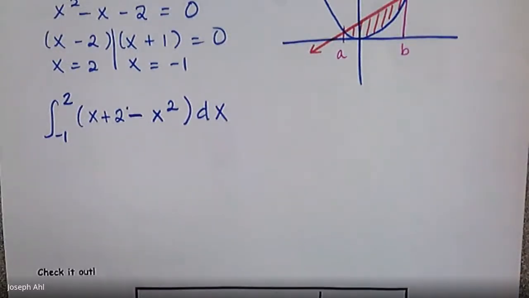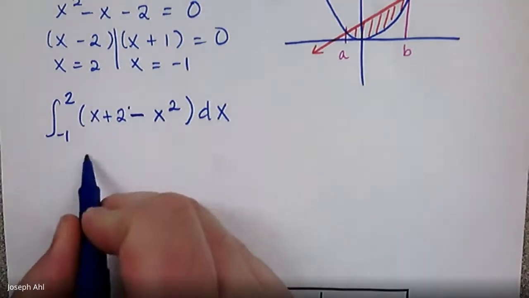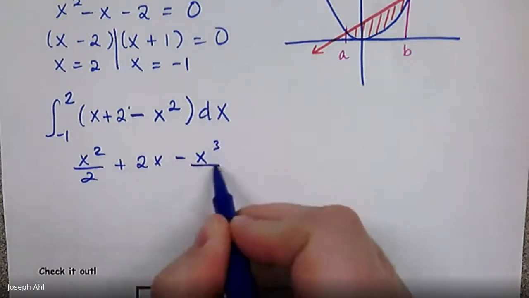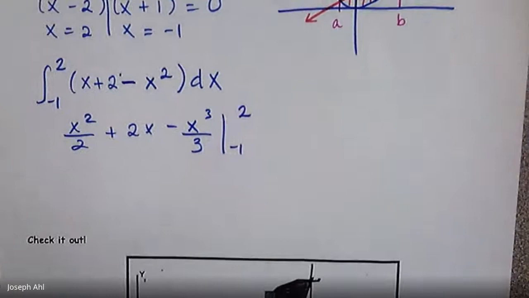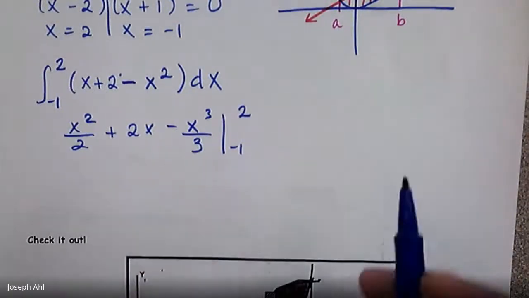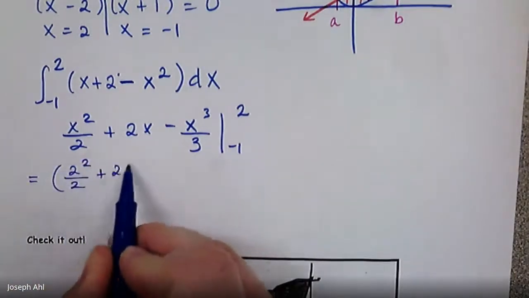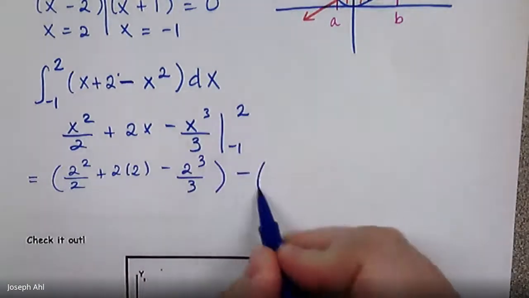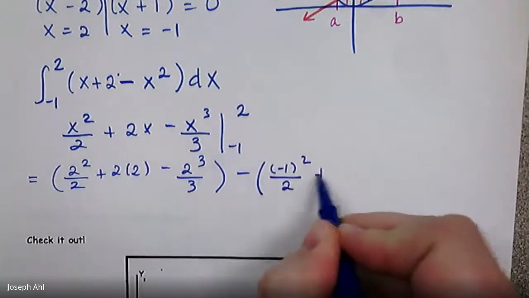Okay, so then from there, it's really all about finding the antiderivative and plugging in the bounds. So it's going to be x squared over 2 plus 2x minus x cubed over 3 from -1 to 2. And if you plug in the bounds here, you're going to get 2 squared over 2 plus 2 times 2 minus 2 cubed over 3. Minus plugging in -1 for all those x's, so -1 squared over 2.